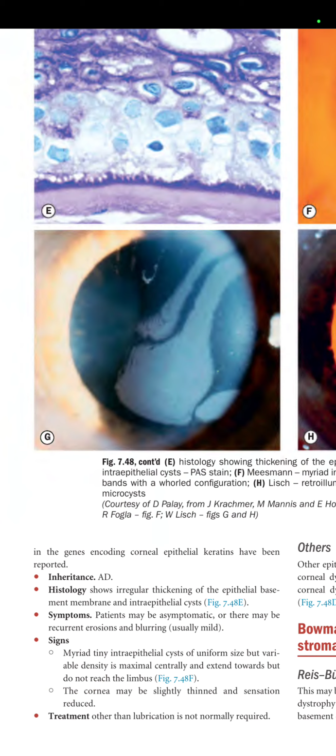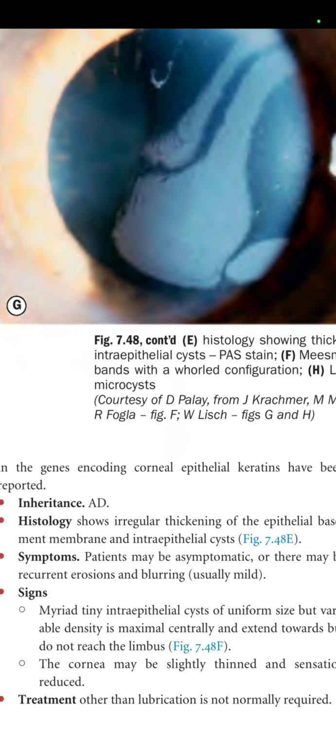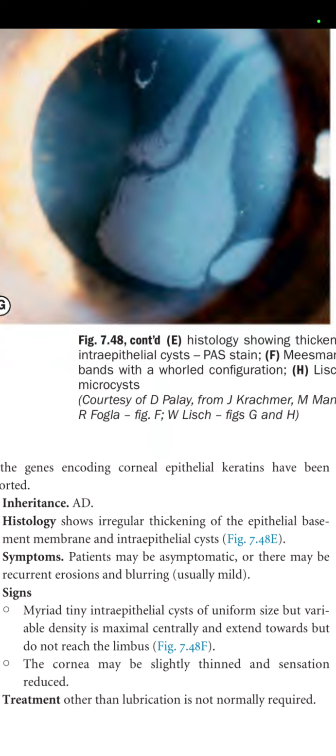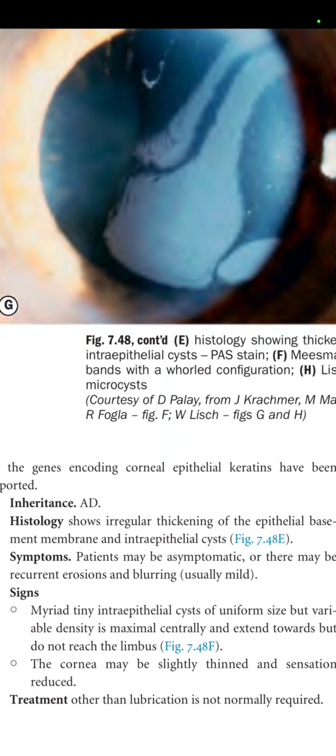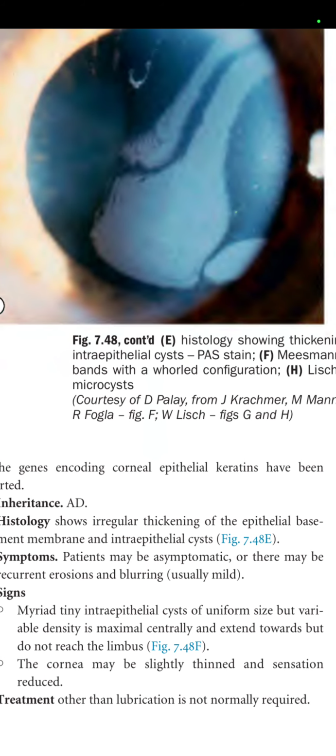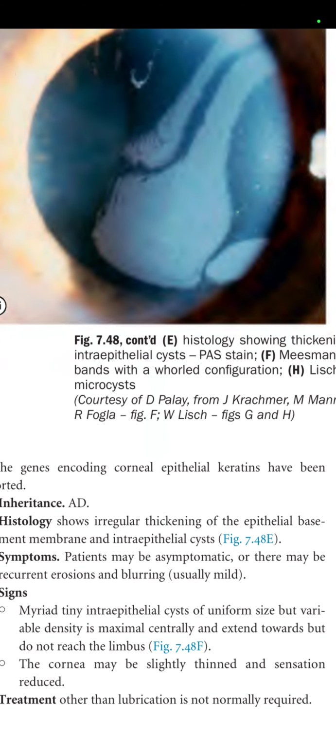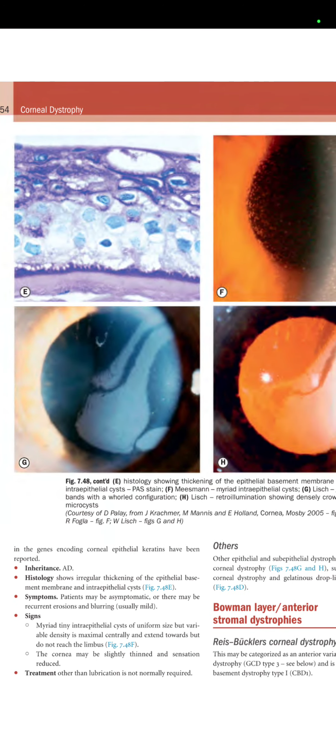And one of these is that it also extends toward the periphery as well, but does not reach the limbus. Myriad tiny intraepithelial cysts of uniform size but variable density, maximal centrally, extend towards but do not reach the limbus. So there will be intraepithelial cysts. The cornea may be slightly thinned and sensation is reduced. So there will be reduced sensation with it. Treatment other than lubrication is not normally required. So you can see the figure.